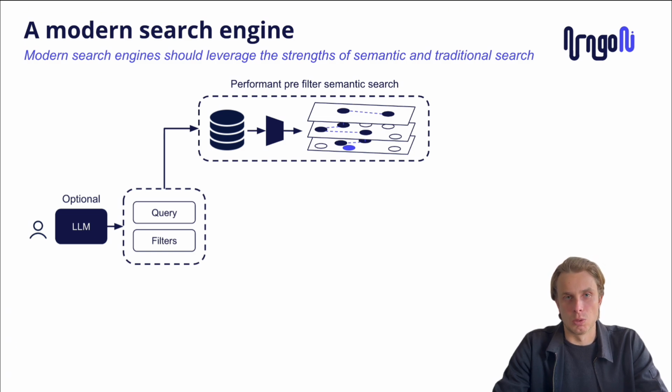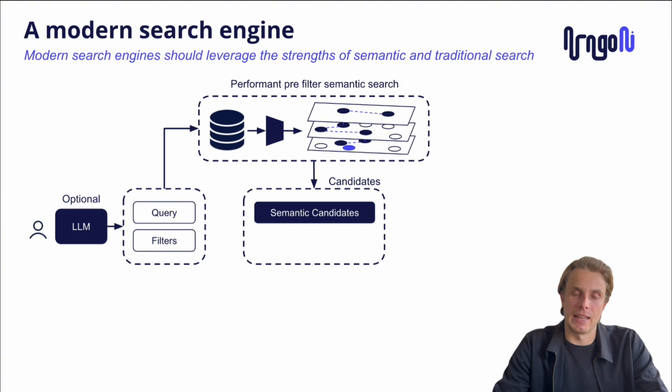What we are going to get as the result of this is a set of semantic candidates. So this is that fuzzy matching based on the user's query in natural language. Which of our documents do we think are the best match for that? Now, let's talk about our traditional search arm.